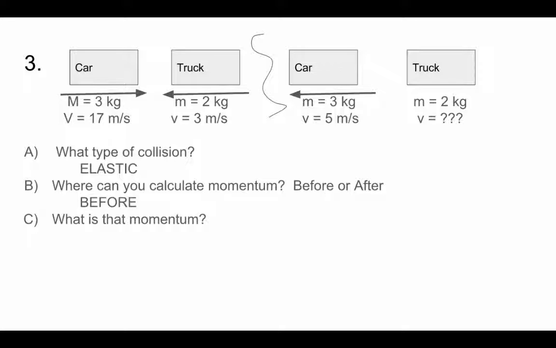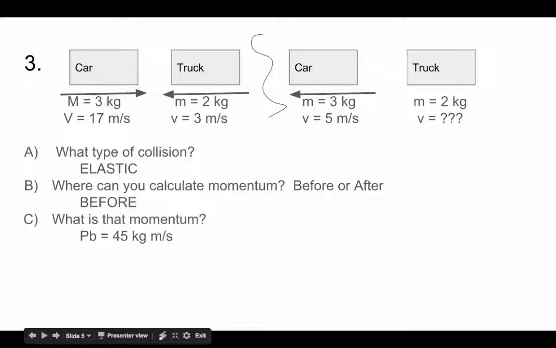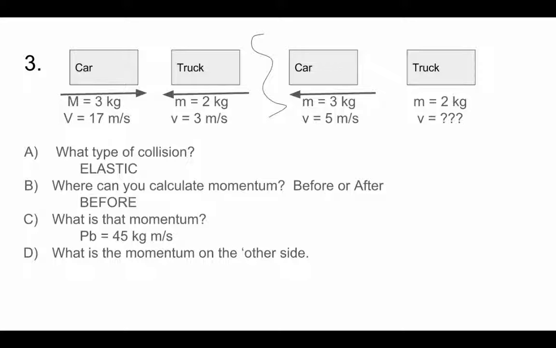What is that momentum? Well, momentum for the car is 3 times 17, which is 51. Momentum for the truck is 2 times a negative 3, which would be a negative 6. And 51 minus 6 is 45 kilogram meter per second. The momentum before would be 45 kilogram meter per second. Afterward, the momentum would also be 45 kilogram meter per second.